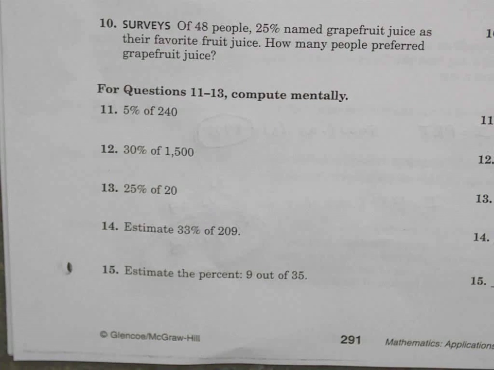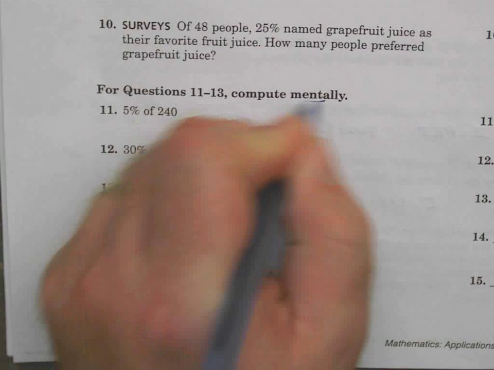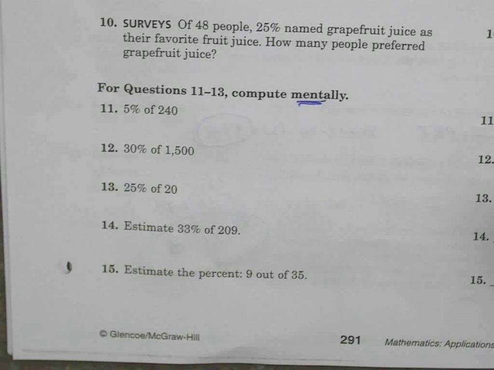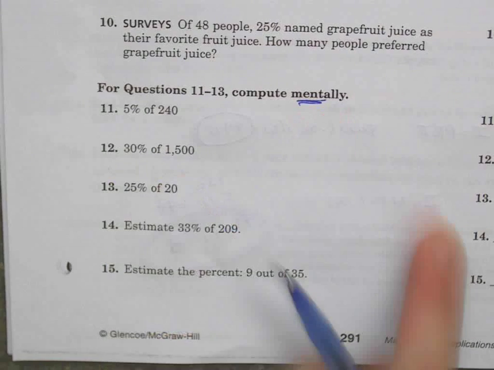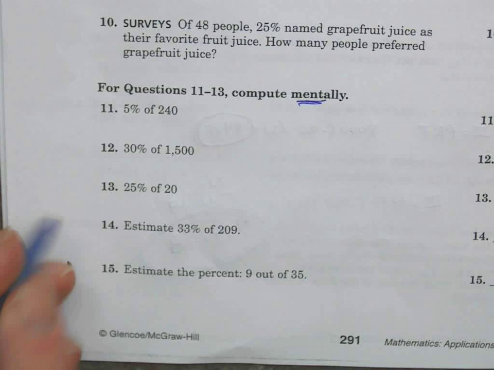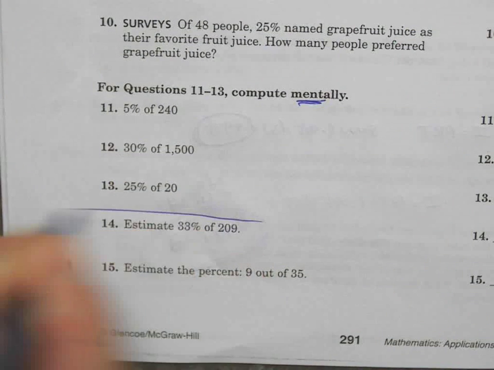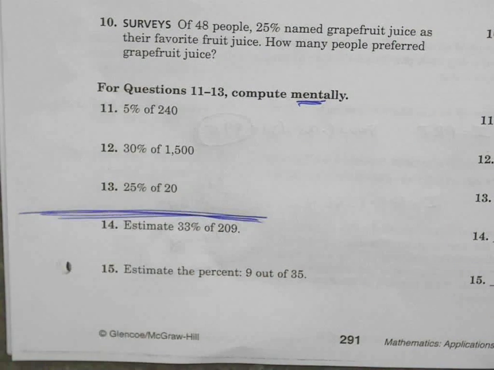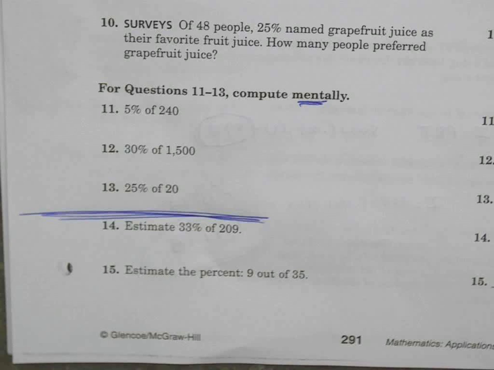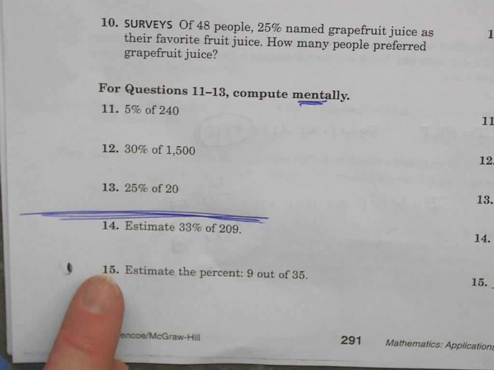Okay. Questions 11 through 13 says compute mentally. The one thing I want to remind you, this happens on your test. It doesn't give you a next set of directions for 14 and 15. I want you to draw a line right here, right now, because I get people that don't understand. As soon as I get to estimating, I'm going to tell you the word to the left of there. That makes the problem totally different.